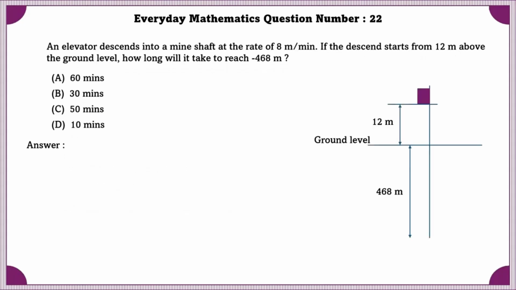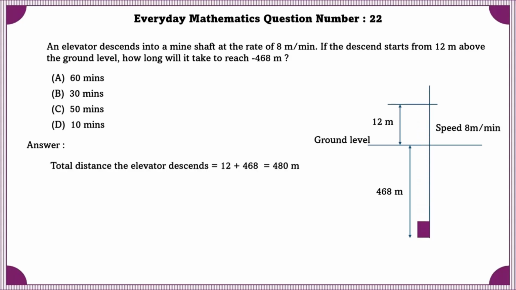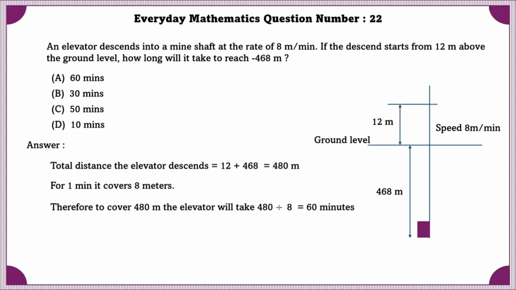Everyday mathematics question number 22. An elevator descends into a mine shaft at the rate of 8 meters per minute. If the descent starts from 12 meters above the ground level, how long will it take to reach minus 468 meters? So the total distance that the elevator descends is equal to 12 plus 468, which is equal to 480 meters, because we have to calculate from which level the elevator moves down after the ground level also. So for 1 minute it covers 8 meters. Therefore, to cover 480 meters, the elevator will take 60 minutes.